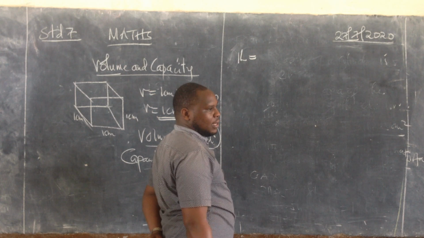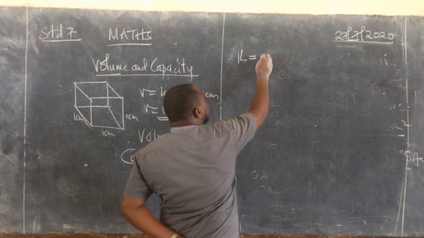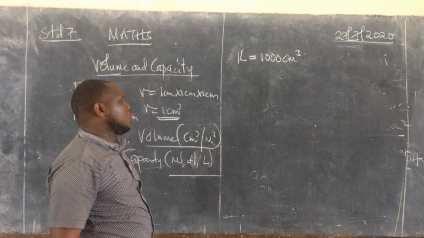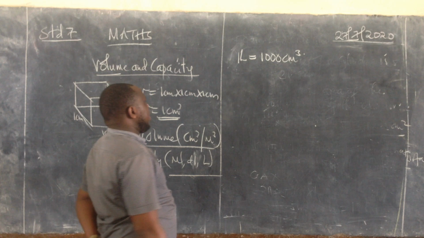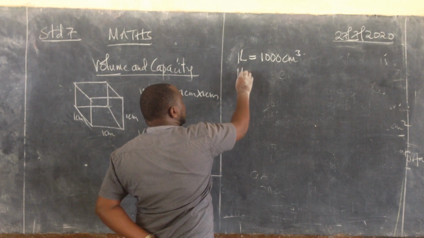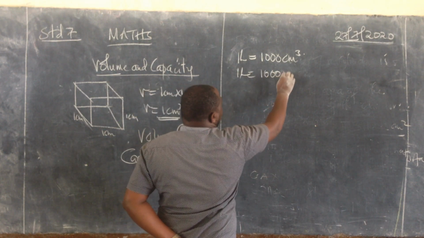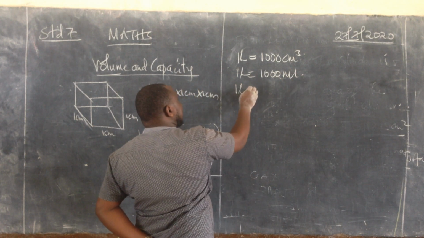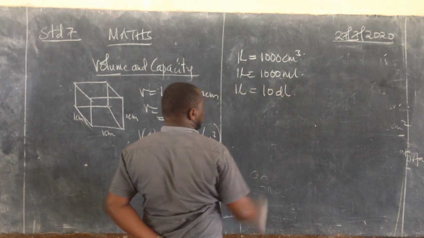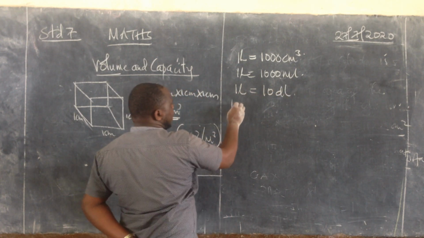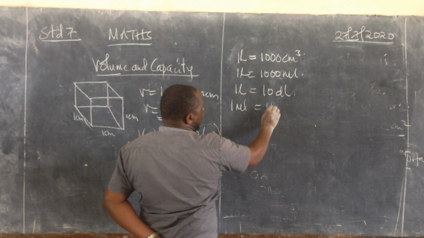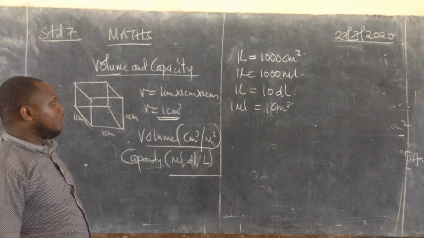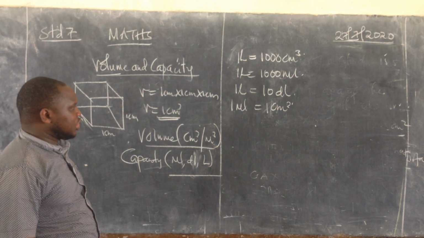If you have 1 liter, that is capacity. 1 liter is equal to 1000 cubic centimeters. Then 1 liter also is equal to 1000 ml. And then, of course, 1 liter is also going to be 10 deciliters. And so also 1 ml is going to be 1 cubic centimeter. So these are the units for volume and capacity, the relationship.